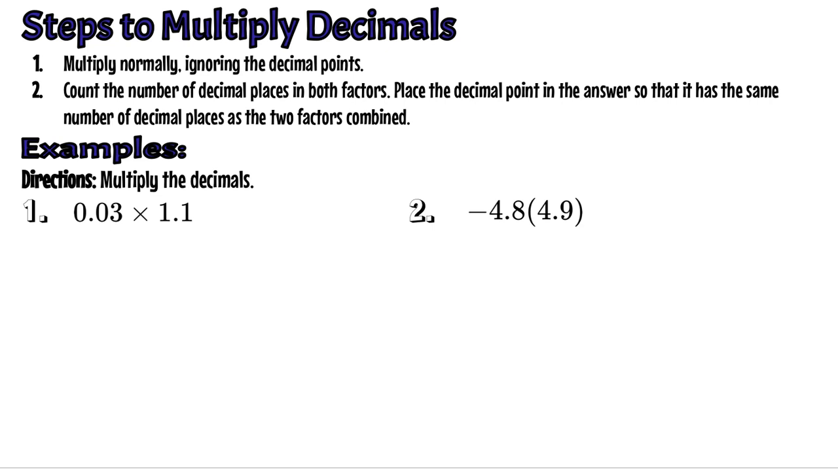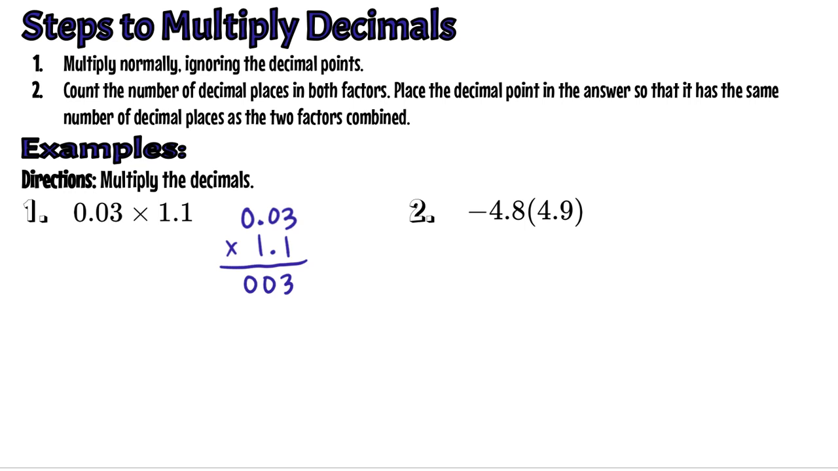So in this first example, we have 0.03, and we're multiplying that by 1.1. We don't really have to worry too much about our places being lined up. Our decimal points don't have to be lined up like they were in the addition and subtraction problems. So we're just going to start by multiplying like we normally would. So 3 times 1 is 3, 0 times 1 is 0, and 0 times 1 is 0.